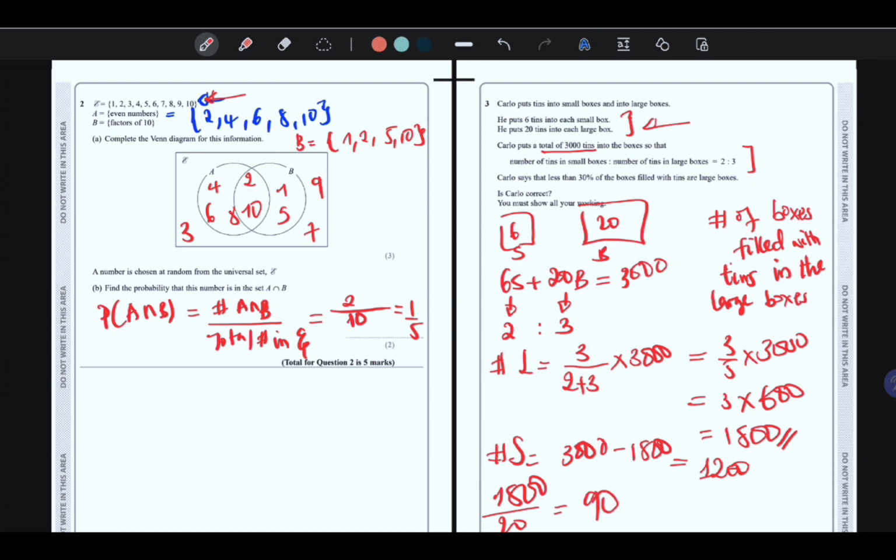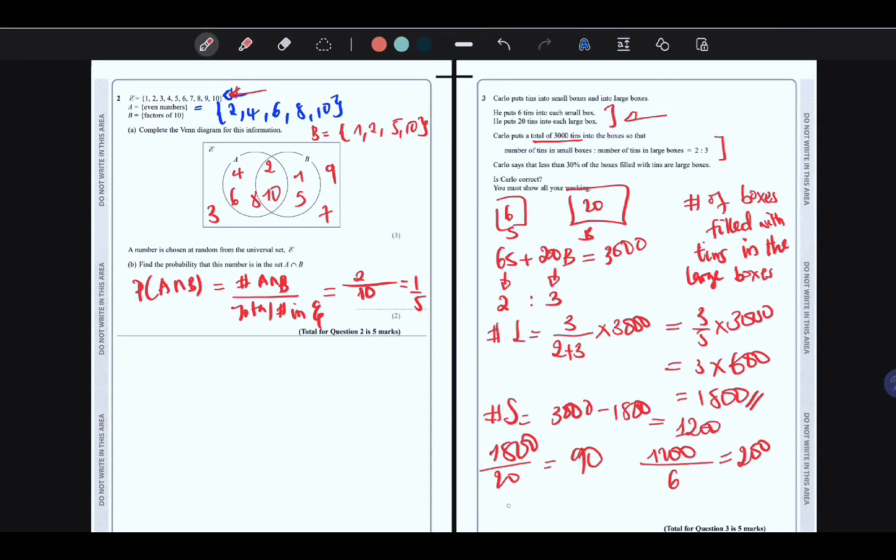And we also need to find the number of small boxes that there will be. Okay, so we have to do 1,200 divided by 6, since he's also putting 6 tins into each small box, and that would be 200. So now there's a total of 290 boxes. So we need to find the percentage of boxes that will be filled with large tins.